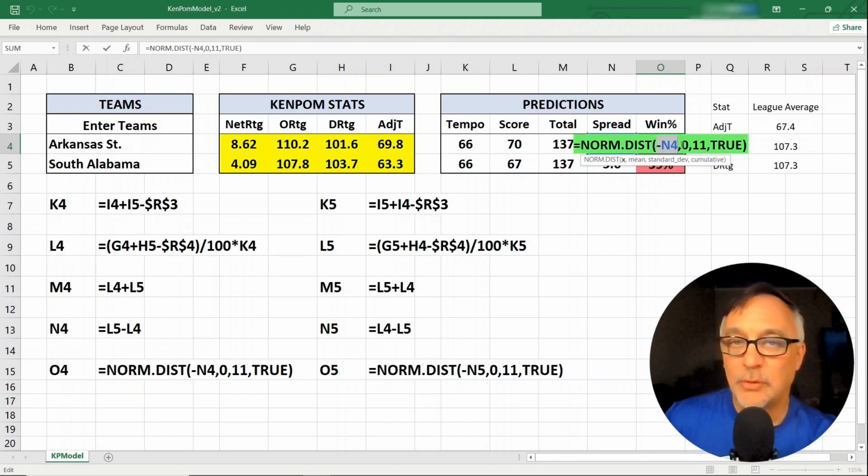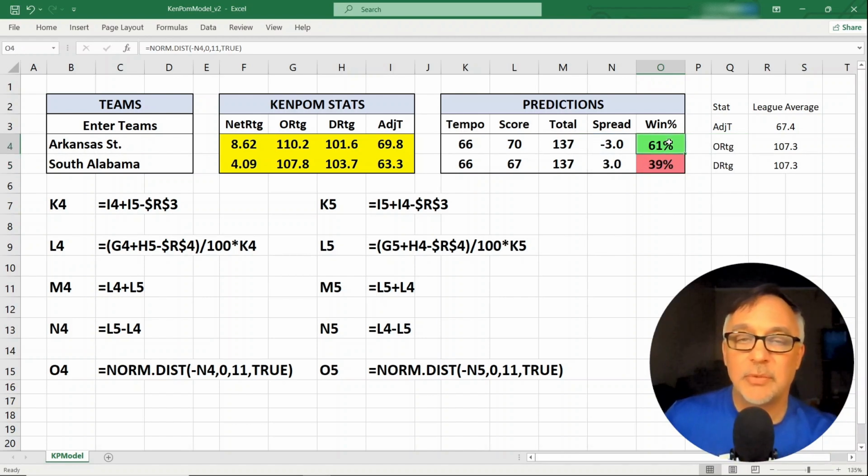And because this is a normal distribution, we're going to have a mean here of 0. We're going to have a standard deviation of 11. This is a number I had to look up. This is on the KenPom website, on other websites as well. And then finally, we want the cumulative distribution. That gives us the total percentage of scores less than the current value. And that gives us 61%.